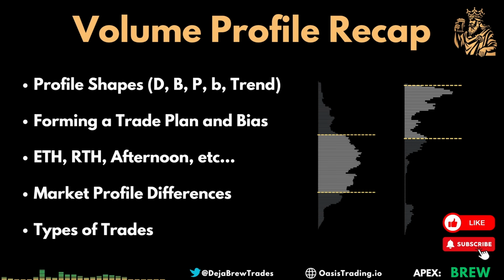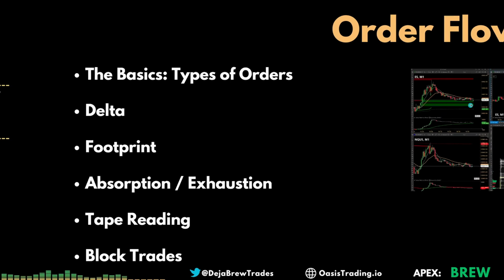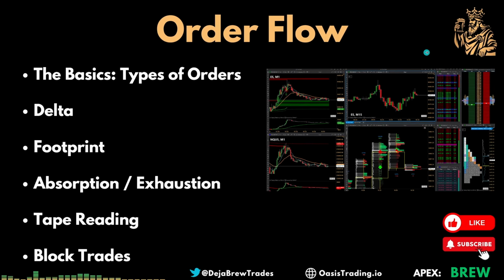So in our last video, we talked about profile shapes, the Ds, the Bs, the Ps, the lowercase b's, the trend profiles, forming a trade plan and a bias with volume profile, the different types of profiles like the cash, the full session, the afternoon, the difference with market profile, and finally the types of trades that we take with volume profile.